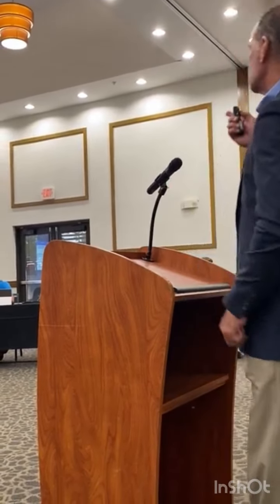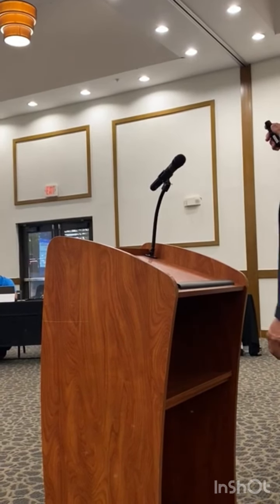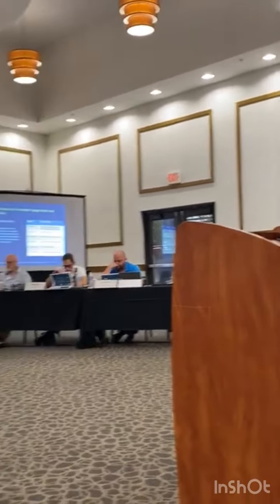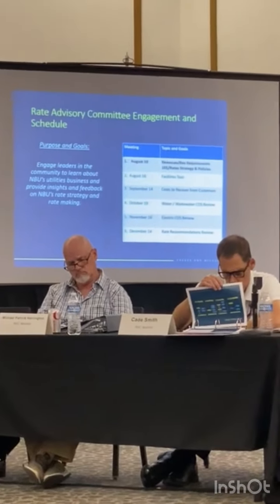And you see here, we've had a few meetings. August 10th, we've got this one. You've got coming up the facilities tour. Then we're going to talk about the different components. So you see each of these that are laid out here: cost to recover, then cost of service review of the water and electric side, and then rate recommendations. Those are all pieces of this process, all pieces of the study, if you would.